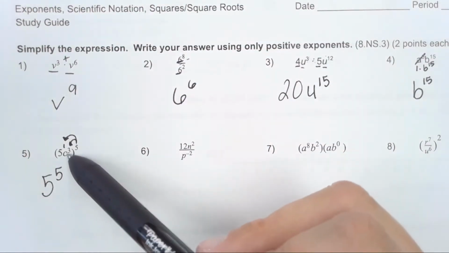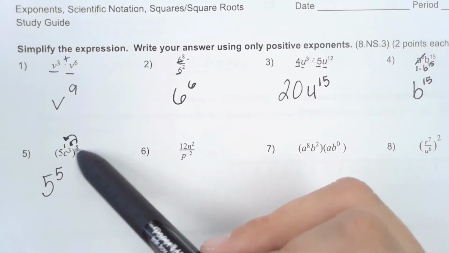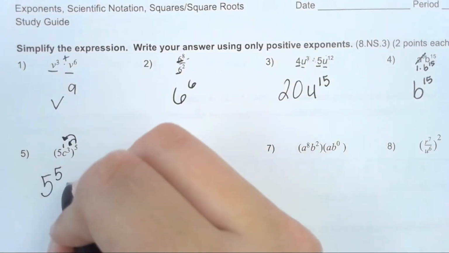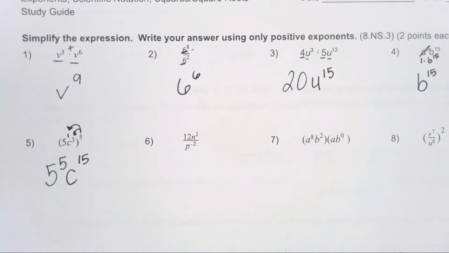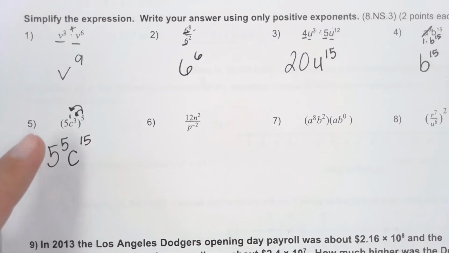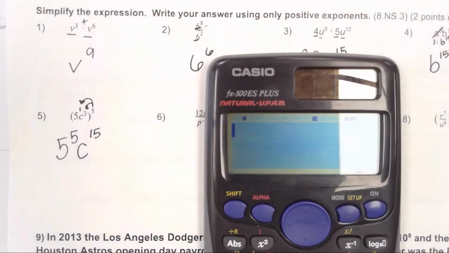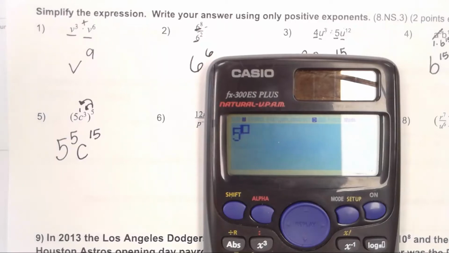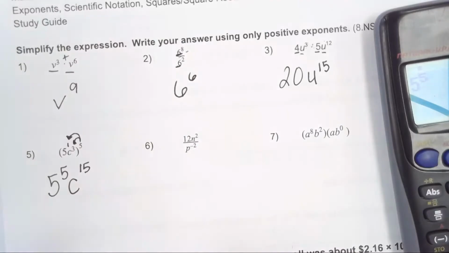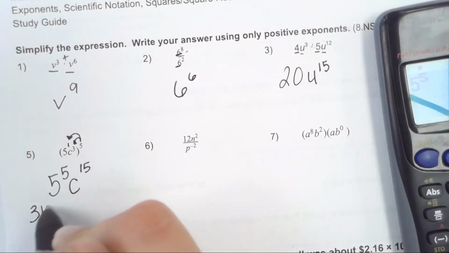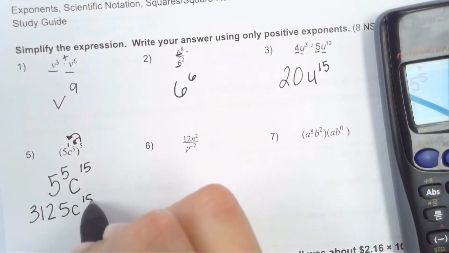Then you have c to the 3rd to the 5th power. So again, just multiply your exponents. 3 times 5 is 15. And remember guys, if you have an exponent that's 5 or less, we do want you to plug it in your calculator to simplify. So if I were to take 5 to the 5th power, I get 3,125. So my simplified expression is going to be 3,125 c to the 15th power.